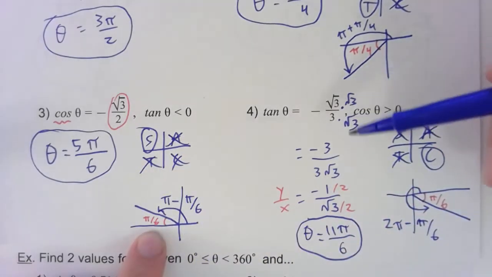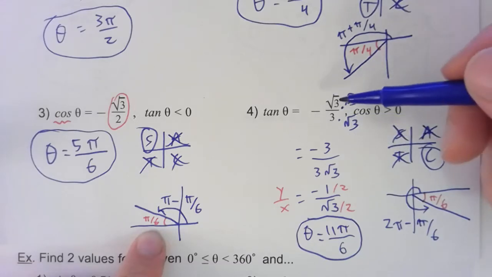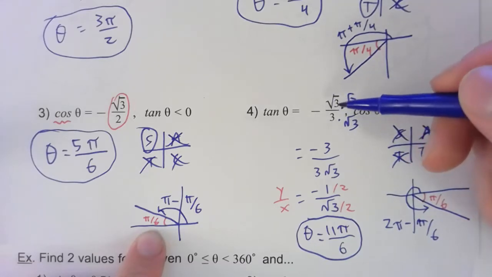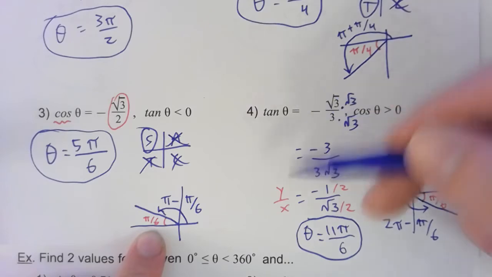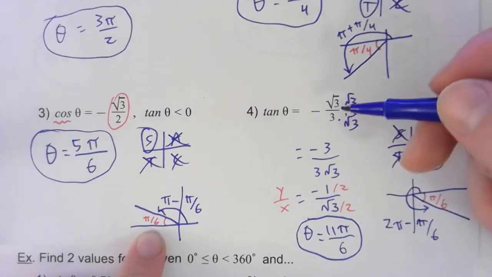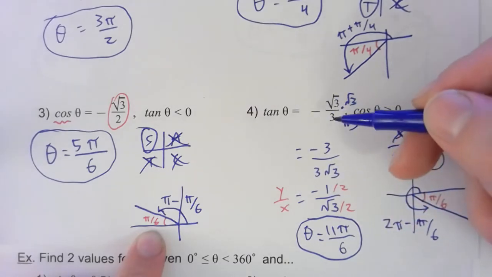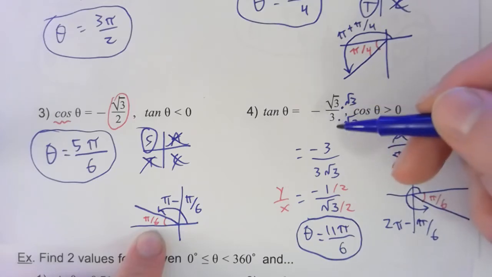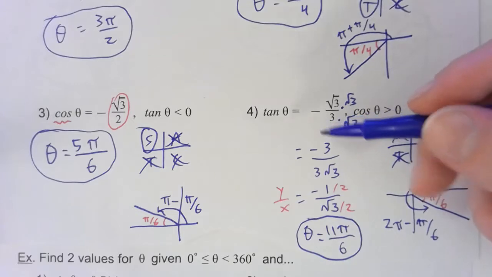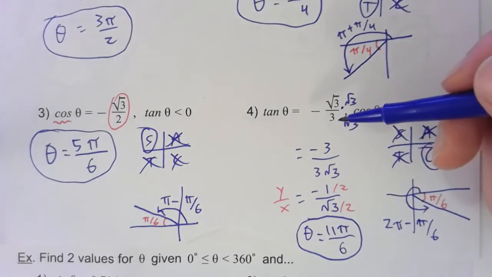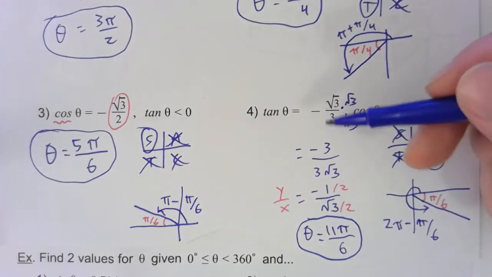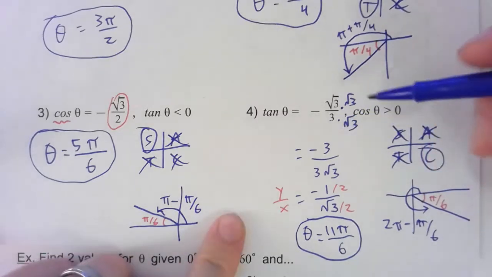Okay. Number 4 might have been a little bit trickier because with this tangent here, we don't know anything. So tangent is y over x. We don't know anything where the y is root 3 and the x is 3. In fact, there's nothing on the unit circle with just a 3. It's always a root 3. So what we had to do is we had to make that 3 go away. That 3 was kind of a problem.